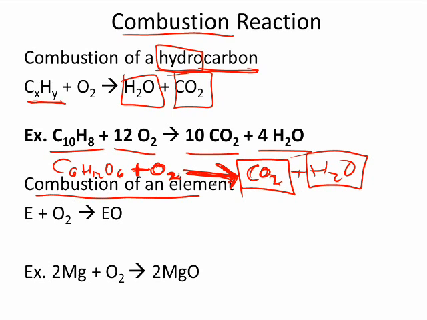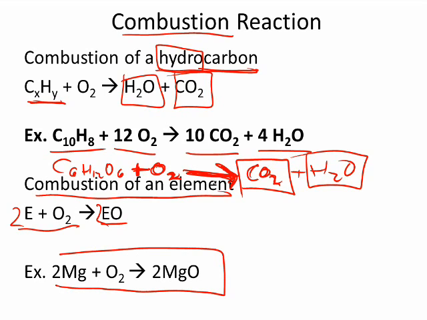Now there's also combustion of an element when you're burning something such as a metal. You're just going to get an element oxide, EO. And that's not balanced. Here we go. Here's an example of combustion of an element.